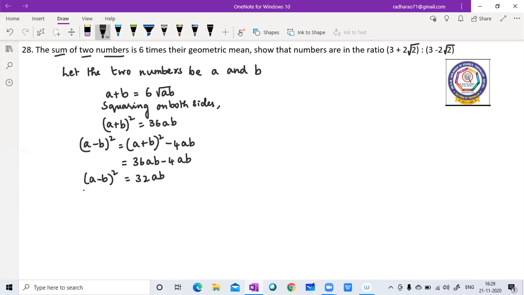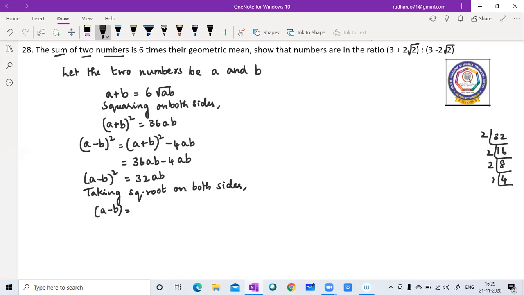From this, taking square root on both the sides, what do I get here? a minus b is equal to, what is root 32 value? Root 32 is 2 16s, 2 8s, 2 4s, 2 2s. That is 4 root 2. So 4 root 2 into root ab. So the square root of 32 is 4 root 2, and root ab, since I am taking square root.